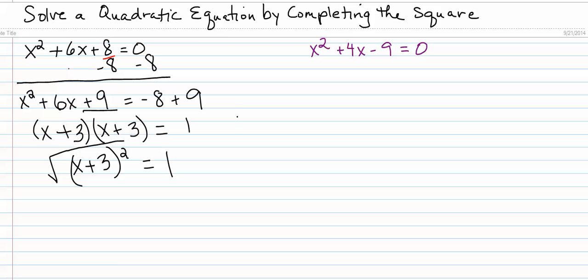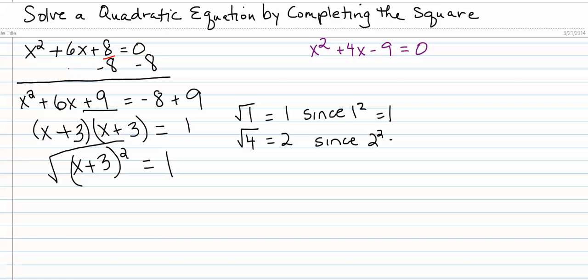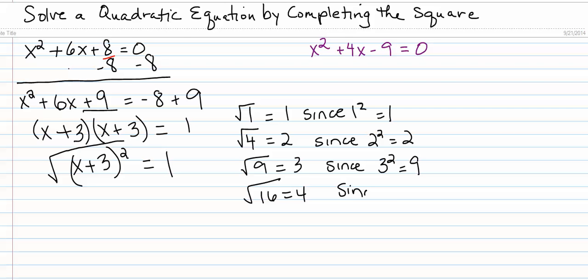But for example, the square root of 1 is 1 since 1 squared equals 1. Square root of 4 is 2 since 2 squared equals 4. Square root of 9 is 3 since 3 squared equals 9. Square root of 16 equals 4 since 4 squared equals 16. One thing that we're going to have to remember, though, is that there's two answers to this.